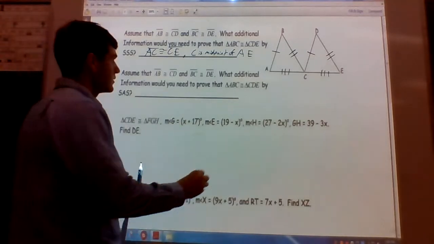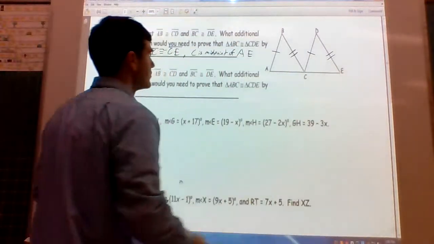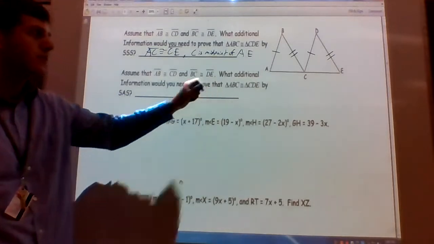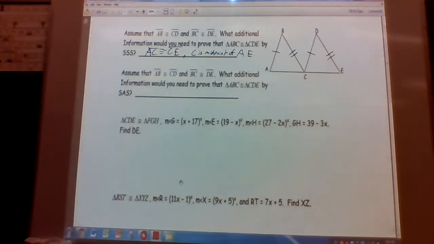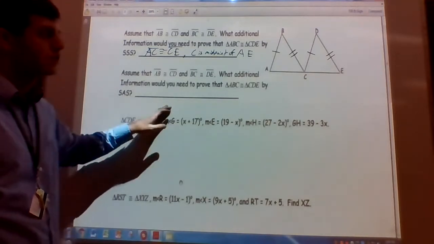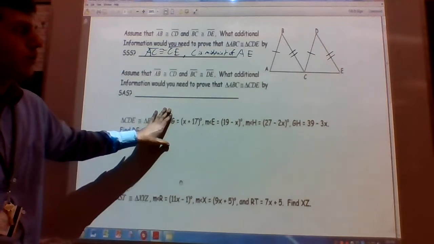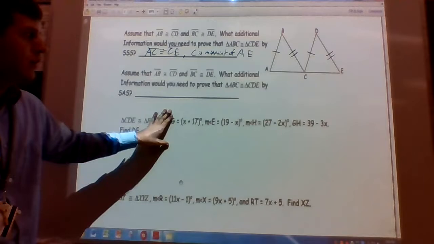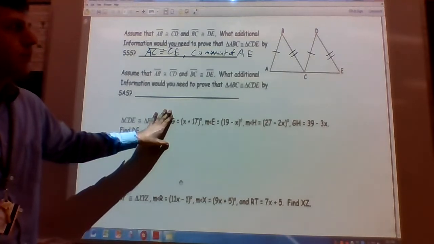The second part is asking us, same setup. So we assume that AB is congruent to CD, and we assume that BC is congruent to DE. And it's asking us what additional information would you need to prove that triangle ABC is congruent to triangle CDE by side, angle, side. So if we wanted to prove that they were congruent by side, angle, side, we would have to know that 2 corresponding sides were congruent, and the included angle was congruent. So the included angle means the angle between the 2 sides.